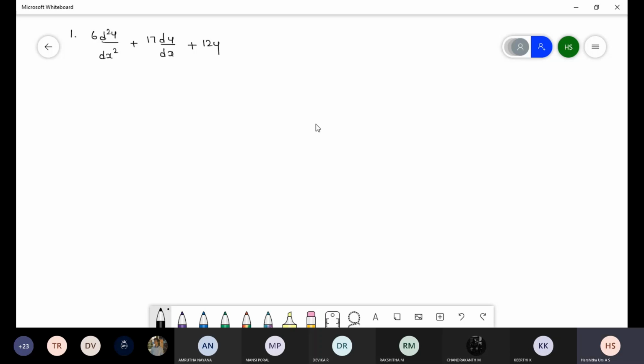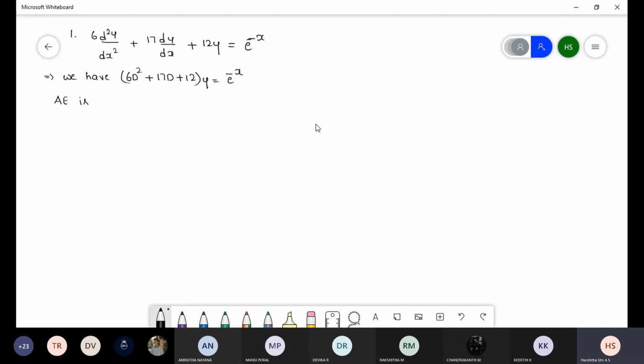Yes, first here I just write e power minus x. This is the question. Here first we have to find out the yc. Yc means the factorization using case 1, 2 and 3. So here I write the solution. We have (6D square plus 17D plus 12) y is equal to e power minus x.